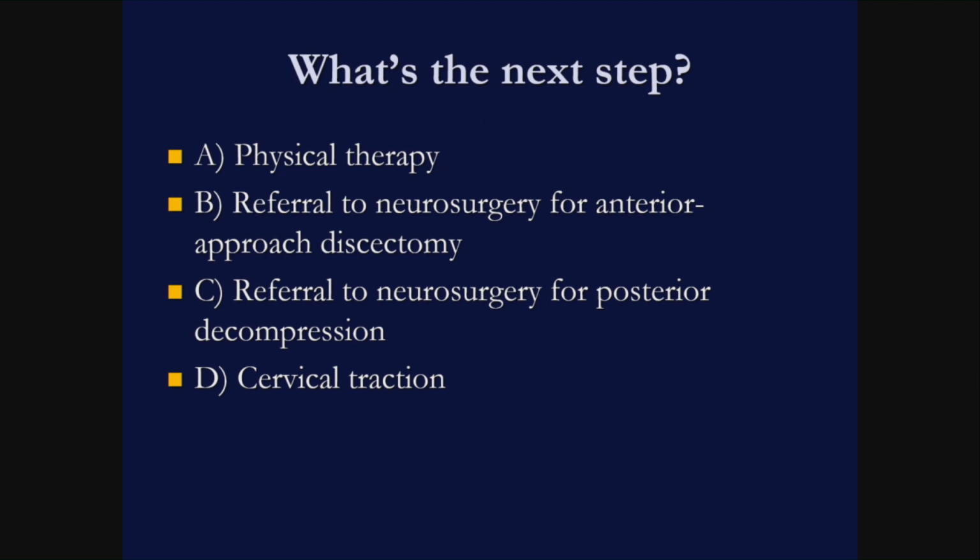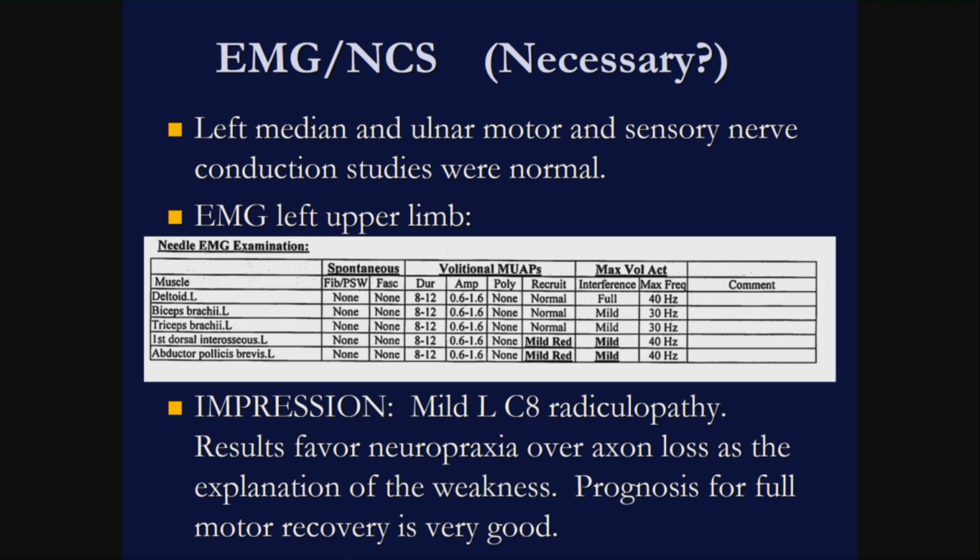So then, what do you do? Physical therapy, refer to neurosurgery for an anterior approach discectomy, for a posterior decompression or retraction. And I don't think there's a hard and fast right answer. We referred her to physical therapy. I think if she went to neurosurgery, it probably would be an anterior approach. But her status was very stable when I saw her, so she didn't have a progressive neurological deficit.